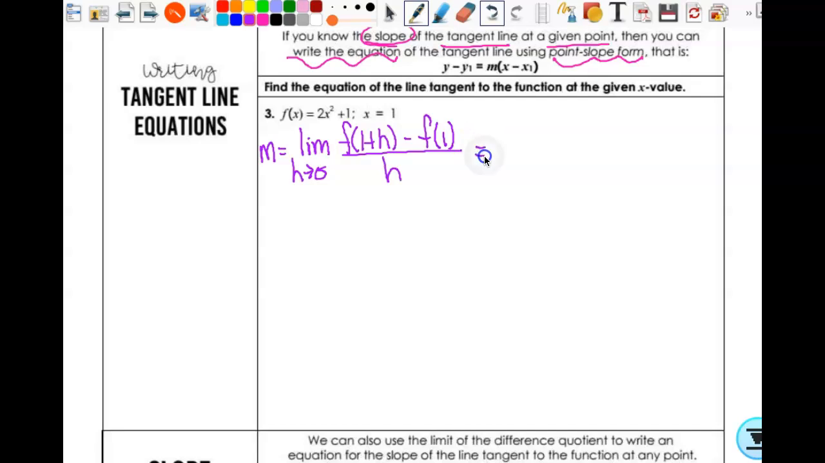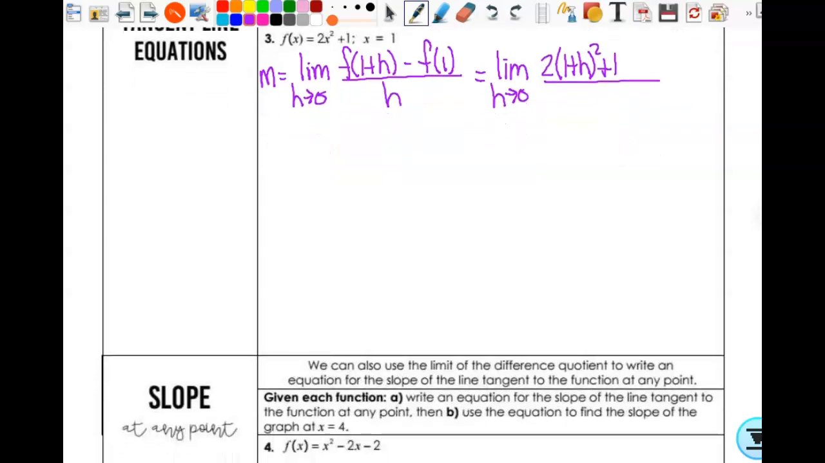So then this is equal to the limit as h approaches 0 of, so I take that 1 plus h and I substituted it into f of x. So this is going to be 2 times 1 plus h squared plus 1. And then minus f of 1. What is f of 1? 3. All over h.